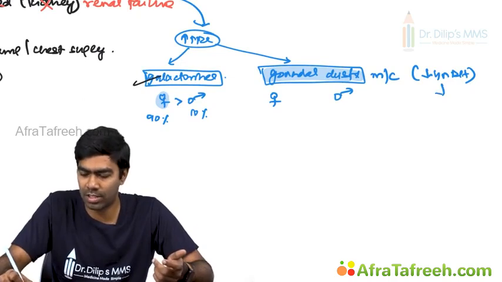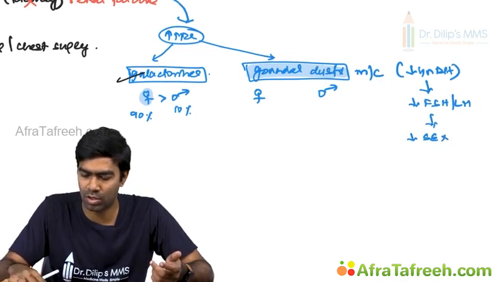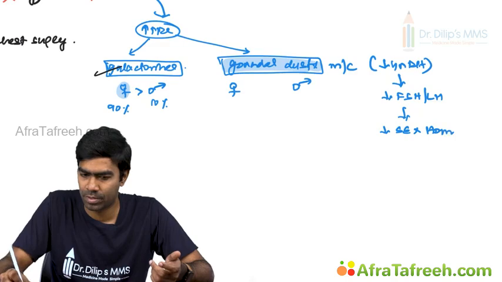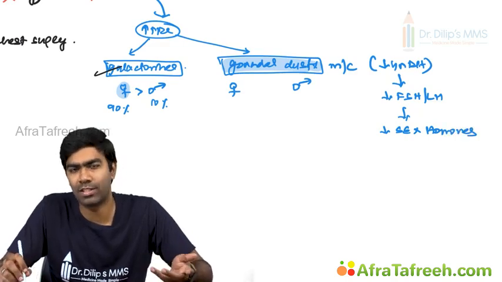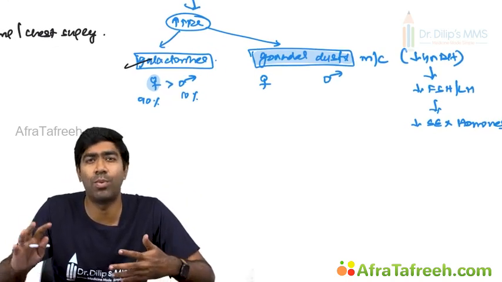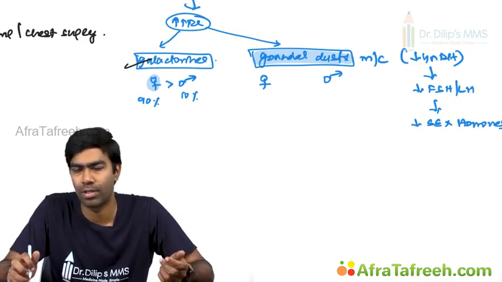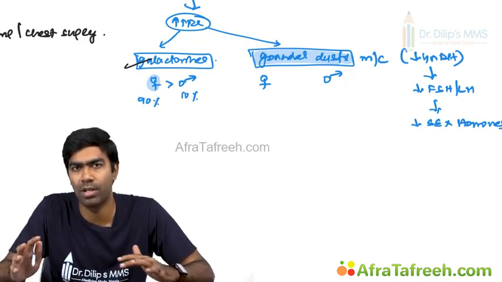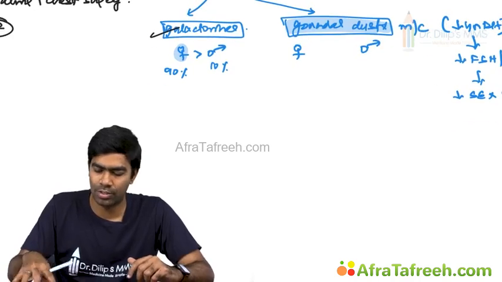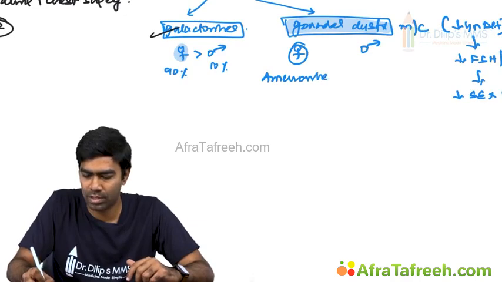Reduced GnRH means reduced FSH and LH, and reduced FSH and LH means they are going to reduce the testosterone and estrogen, that is the sex hormones. Once they reduce the sex hormones, you have a variety of problems. Clear, what are those problems? This is hypogonadotropic hypogonadism, a pituitary related problem. Prolactinoma causes hypogonadotropic hypogonadism.